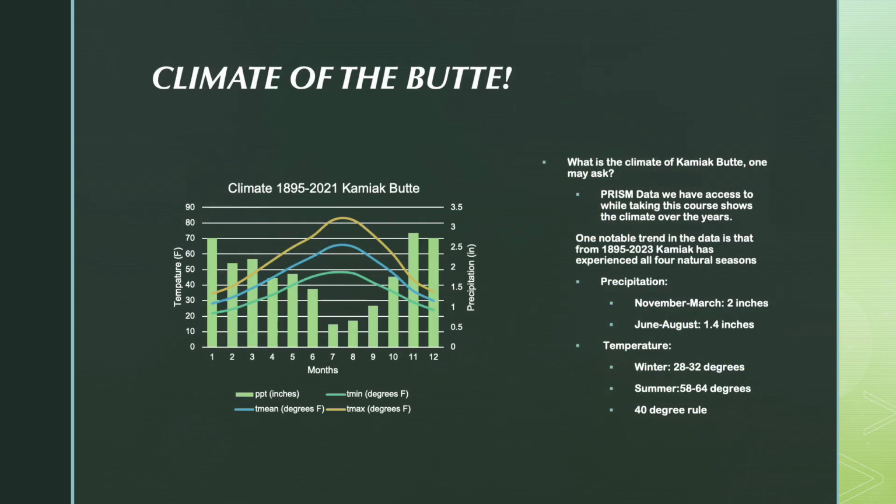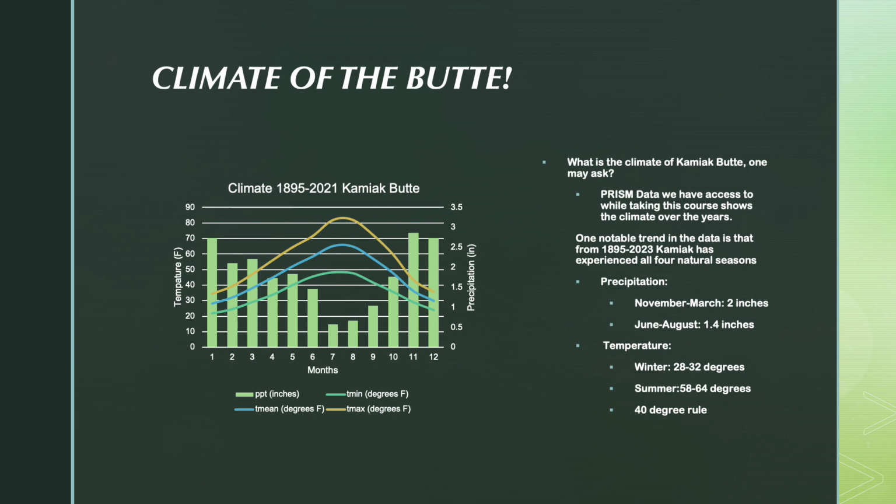One may ask, what even is the climate of Kamiak Butte? Present data we had access to while taking this course shows the climate over the years. We took data from 1895 to 2023. One notable trend in this data is that Kamiak has experienced all 4 natural seasons. The summer months are usually dry, and the winter months are usually packed with snow and precipitation, at least nowadays.